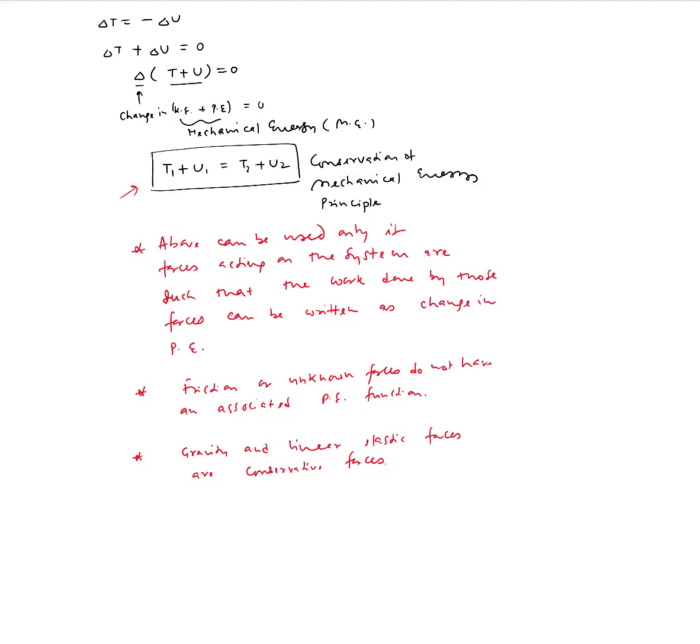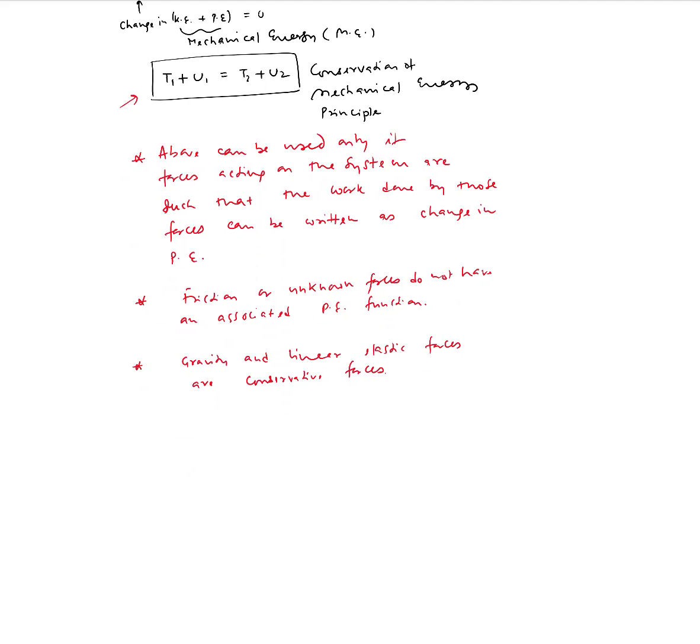But if you have friction or unknown kinds of forces acting, then you cannot use this principle, conservation of mechanical energy. In that case, you would have to use the general formula, which is that W is equal to delta T. You would have to compute the work done by individual forces and equate that with change in kinetic energy. So let me write this. This is always valid. On the other hand, delta of (T plus U) equal to 0, which is the mechanical energy conservation principle, is valid only if forces are conservative.